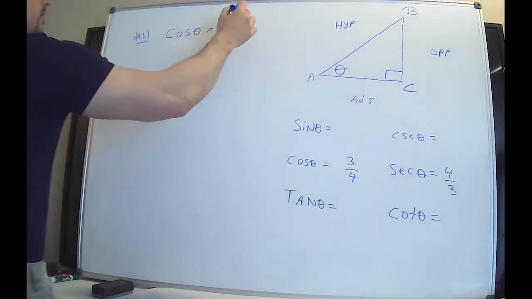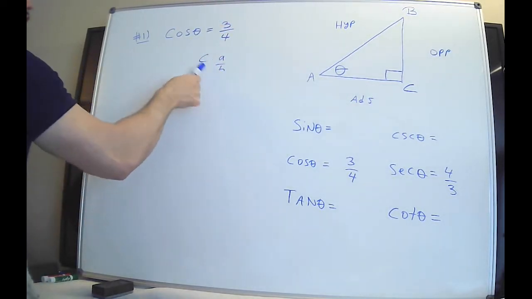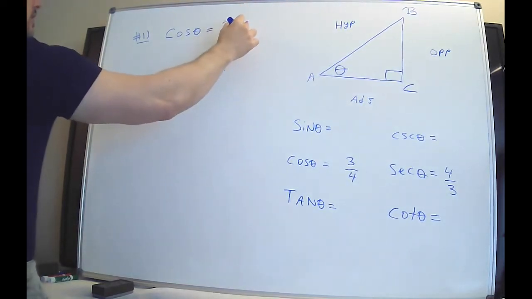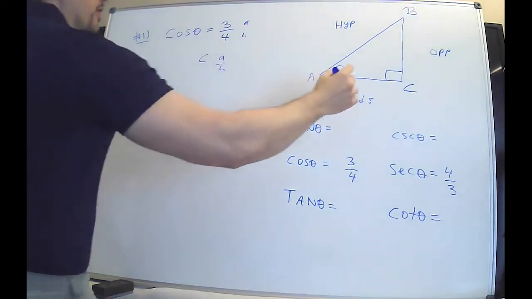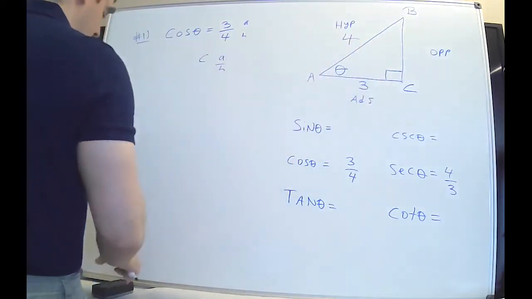Now, the cosine, children are happy, or children are horrible. So adjacent over hypotenuse. So the adjacent side is 3, and the hypotenuse side is 4.